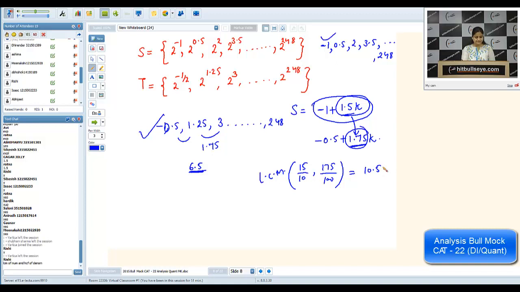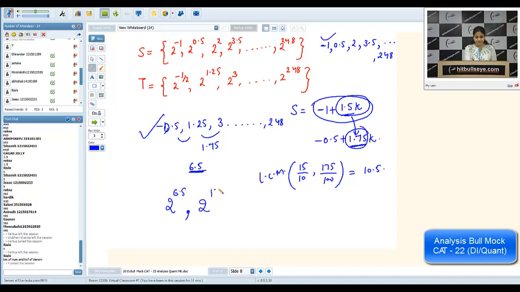Yes, Rishi. So what will be the common terms? The very first term is 2 raised to power 6.5. The second will be 6.5 plus 10.5, which comes out to be 17. The next term will be 27.5 and so on up to, and the last term is 2 raised to power 248. We want to take the sum of this.